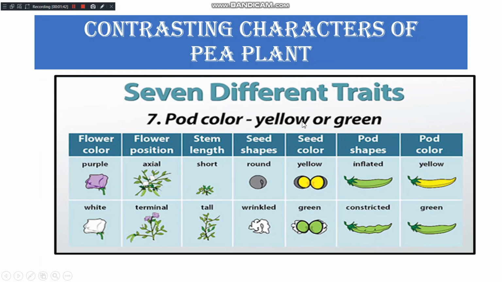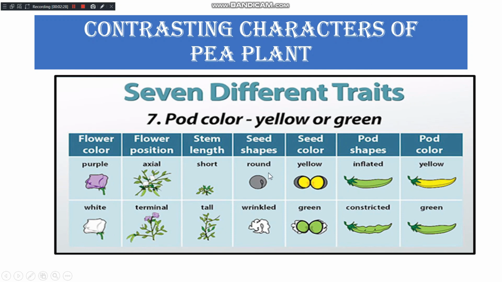Like you can see here the 7 different traits or characters of the pea plant. Number 1 is the color of the flower, purple and white. Some pea plants produce purple color flowers, some produce white. So plants of two different colors are available. Second, the flower position. For some plants the position of the flower is axial, here you can see, and here it is terminal. Terminal means at the end. Length of the stem: some pea plants are very short in height, some pea plants are tall.